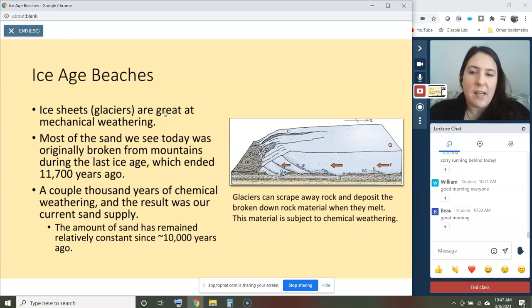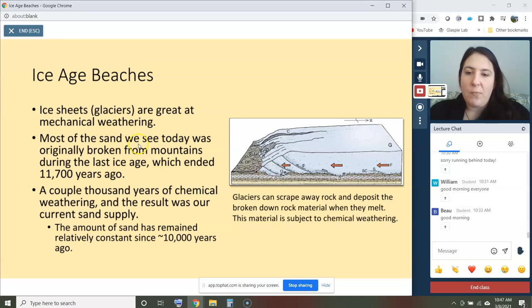Ice sheets like glaciers are great at mechanical weathering. Glaciers can actually scrape away rock below them, and they deposit the broken down material that they scrape away wherever they end up melting. And then once that material is deposited, it's subject to chemical weathering. But basically, the glaciers are a great way to break down rock from mountains.